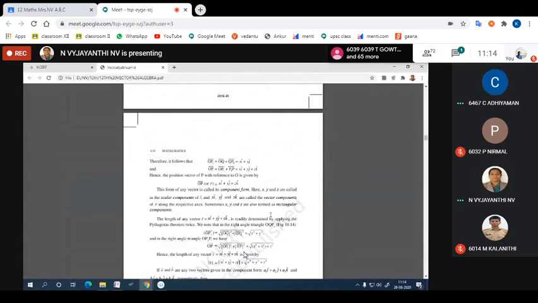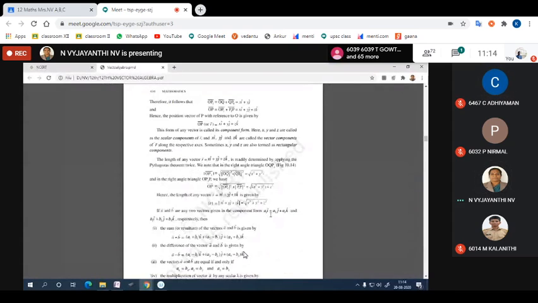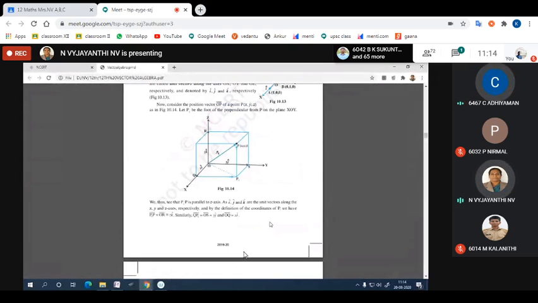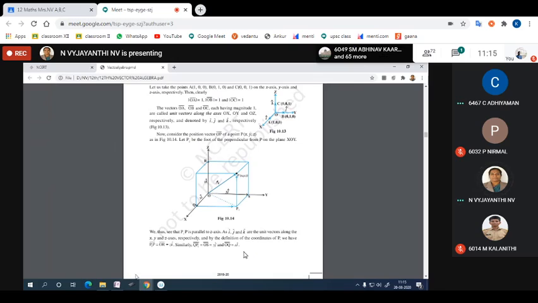If the magnitude is negative, the direction will change. Magnitude will not be negative. Only the constant can be negative, isn't it? If the constant is negative, then the direction will be changed.